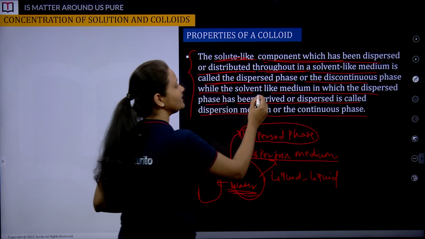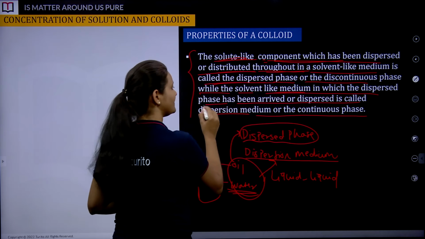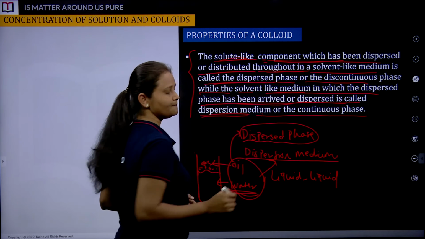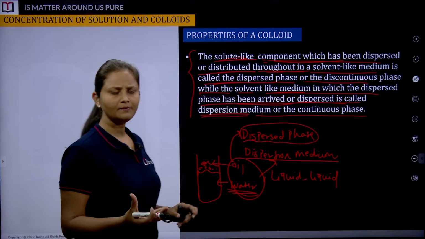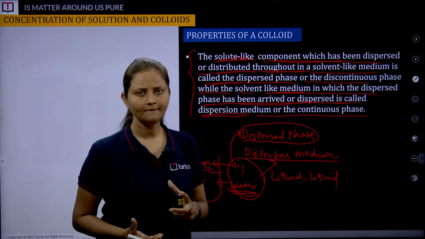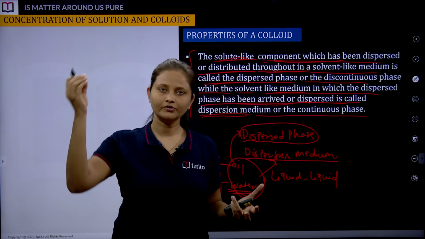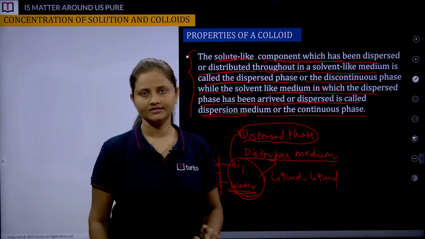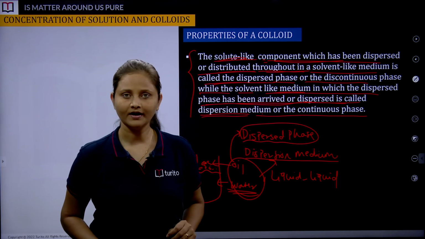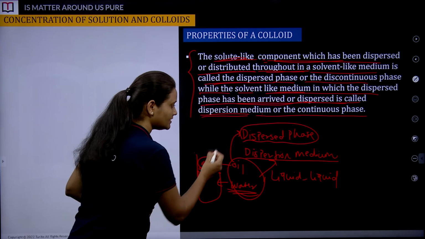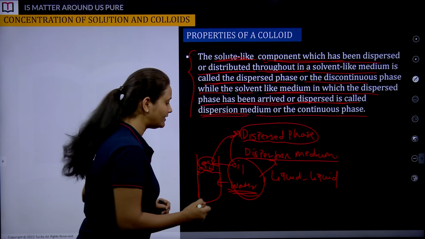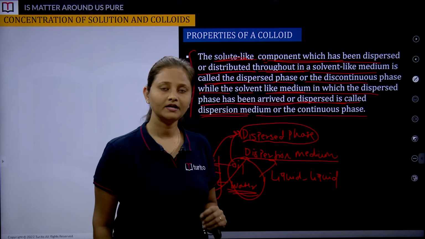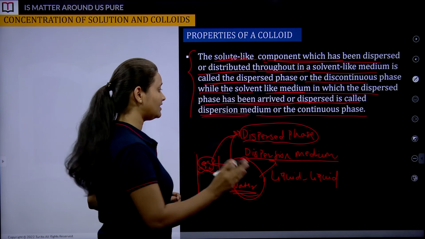Okay, while the solvent-like medium in which the dispersed phase has been dispersed is called the dispersion medium. Try to understand, water becomes your dispersion medium, and it's bigger in quantity. We are going to add some solute-like substance which is your what? Dispersed phase. That's it. Do not get confused. Solute-like substance is your dispersed phase. Solvent-like substance is your dispersion medium. Got it? Any confusion? Because it's again very important.